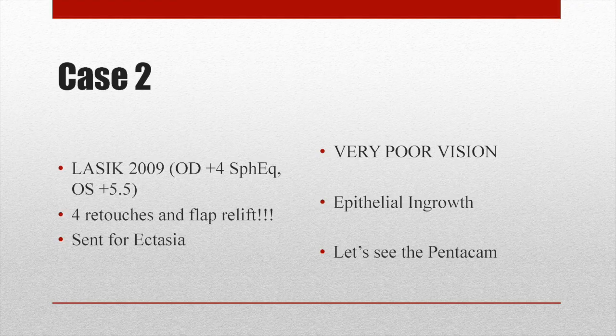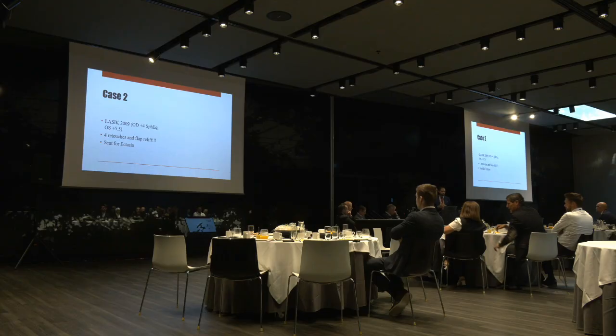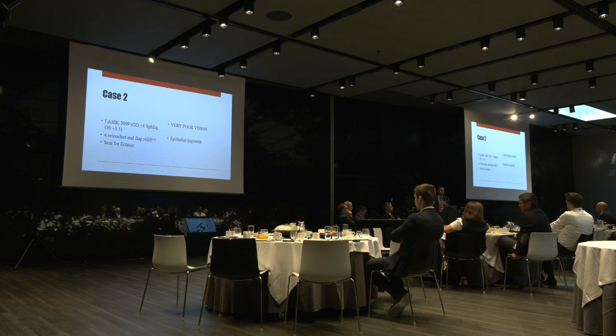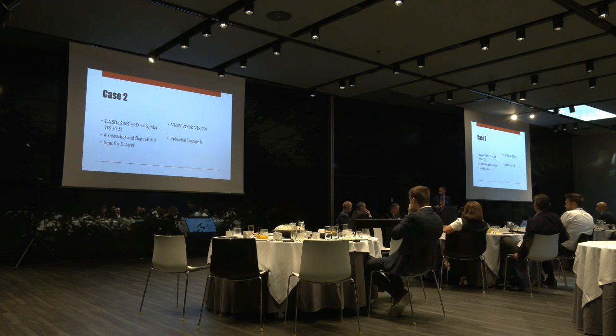This is a second, more complex case. This was a +4, +5 LASIK done many years ago in 2009, with 4 retouches and flap lift, and sent for ectasia with very poor vision. There was a very clear epithelial ingrowth inside, so you always have the issue that you have steepening because the patient is obviously after hyperopic ablation. You also have the epithelial ingrowth, and 4 retouches increase the risk of ectasia.